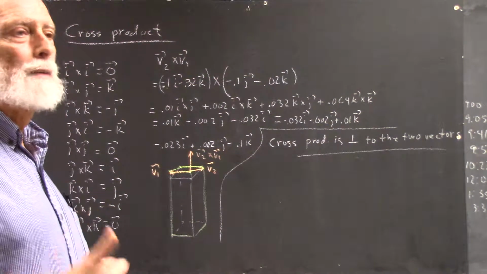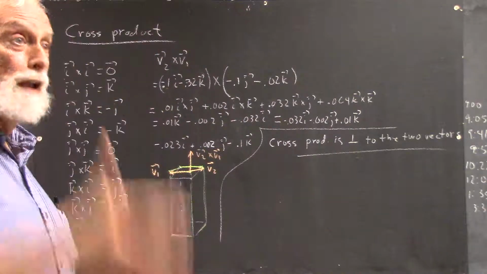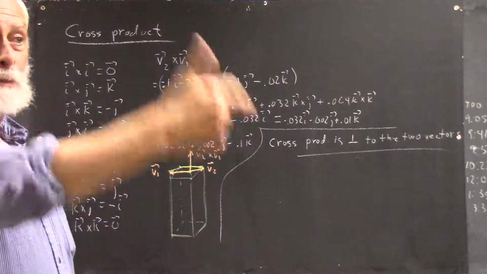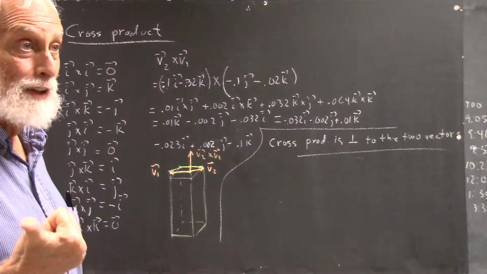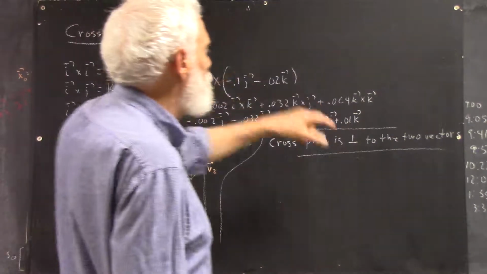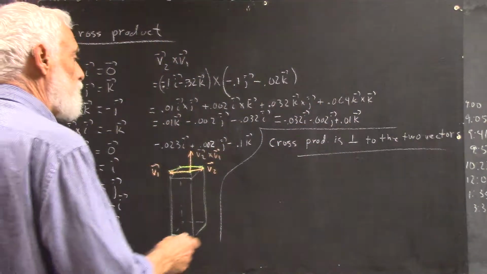What's perpendicular to both I and I? Well, the whole plane, no vector, right? Any vector in the JK plane is perpendicular to the I vector. So you don't have a cross product. Okay, well, cross product is perpendicular to two vectors.